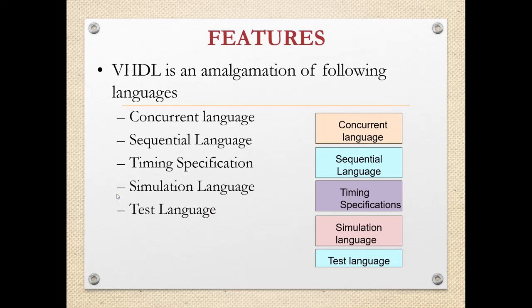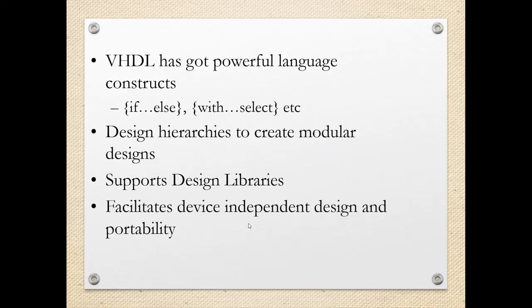Now we'll see the features of this VHDL. This VHDL is an amalgamation of the following languages. We find the combination of concurrent language, sequential language, timing specification, simulation language, and the test language. So all these features are combinedly available in VHDL. One by one we'll see the details of this.